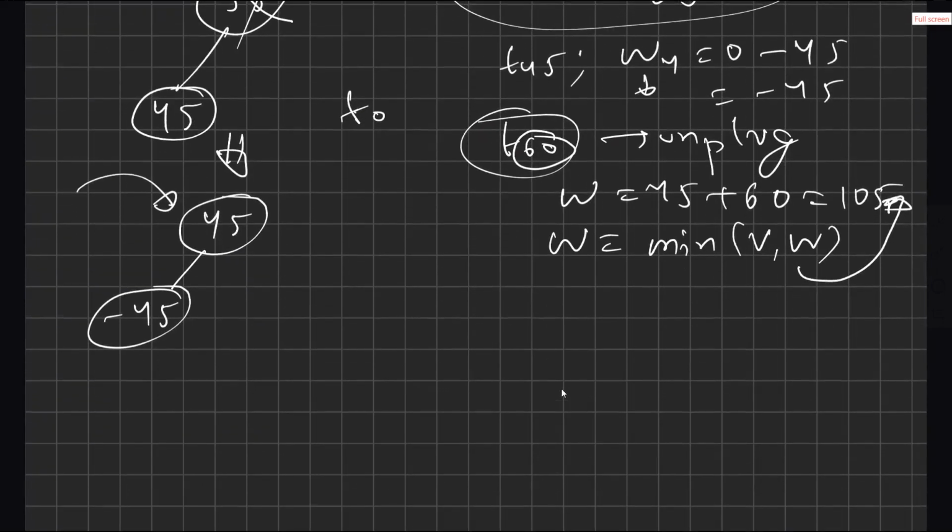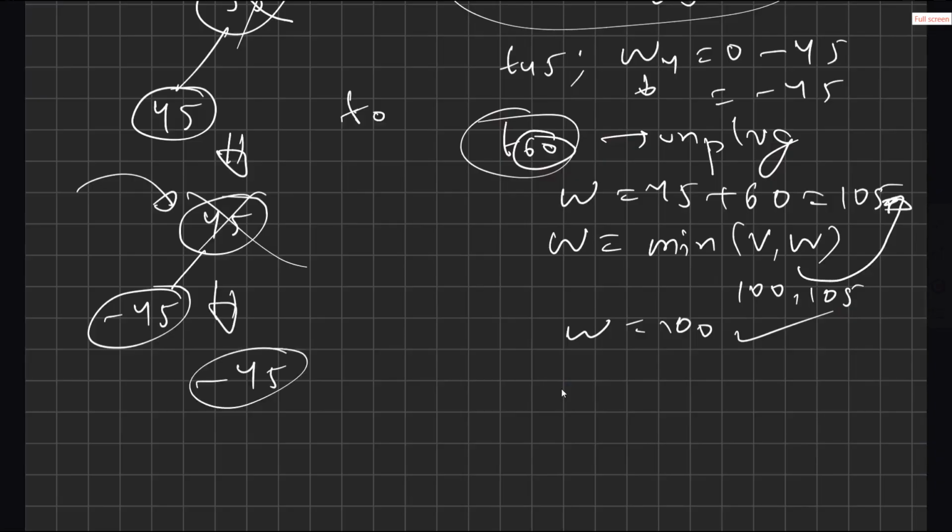So yeah, it will be 100 comma 105. So minimum is 100, so 100 will be displayed, and you will be removing this. When you remove this, your heap will now look like minus 45. Good. Now we'll take query 6.